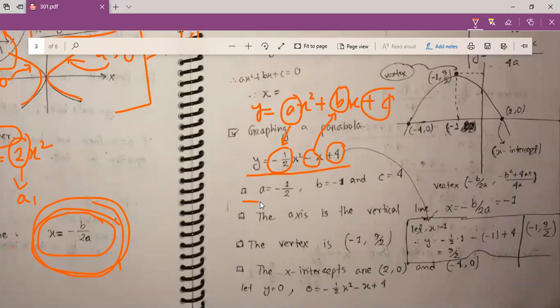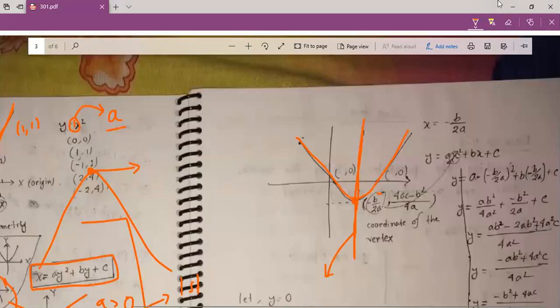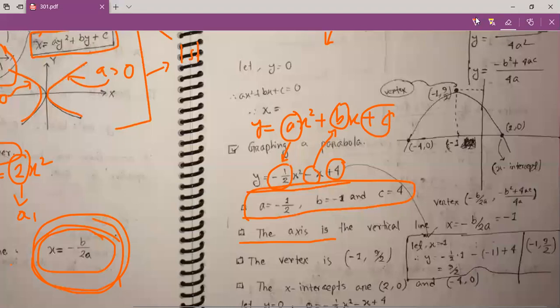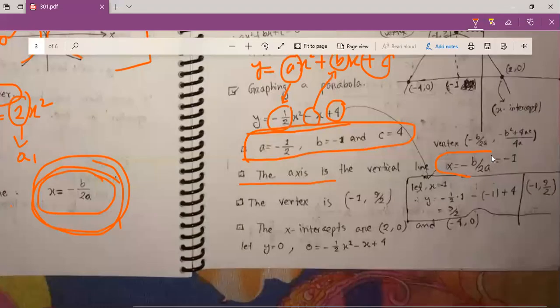So we write these numbers here. A is equal to half, b is equal to minus 1, c is equal to 4. And now we have to find the equation of this axis, okay? To find this, the rule is x is equal to minus b by 2a. So we just put the values here, minus b and minus half, okay? So this will be minus 1.